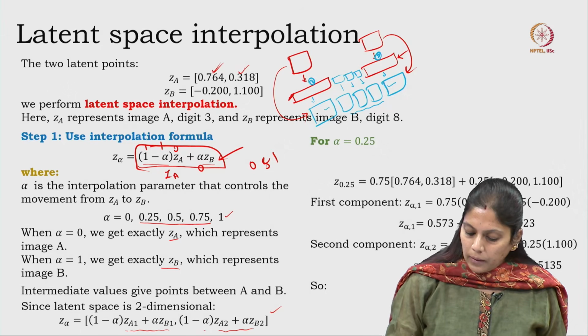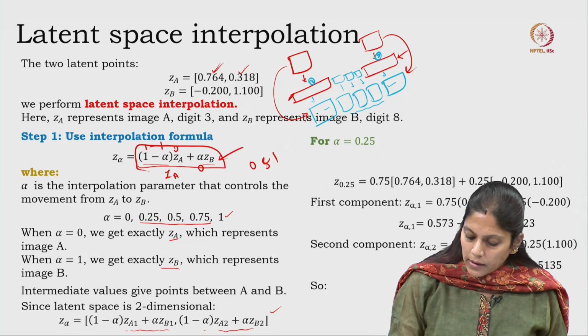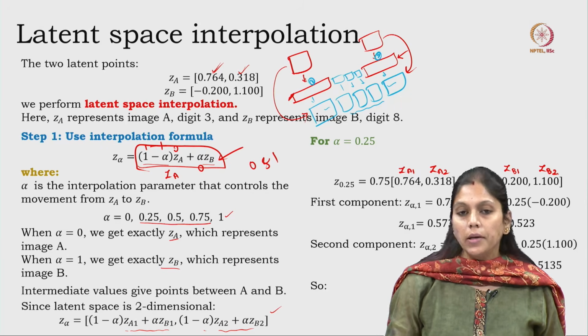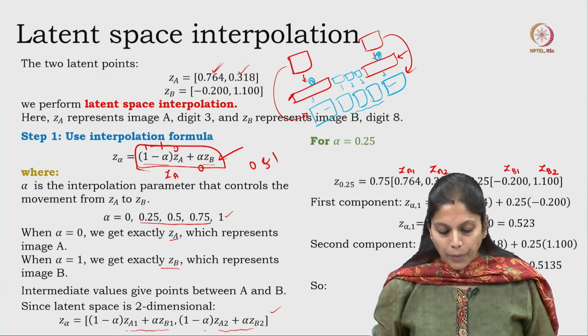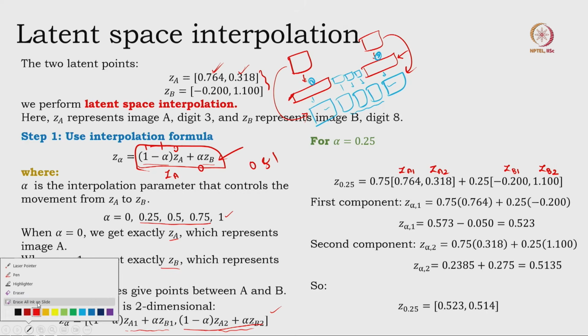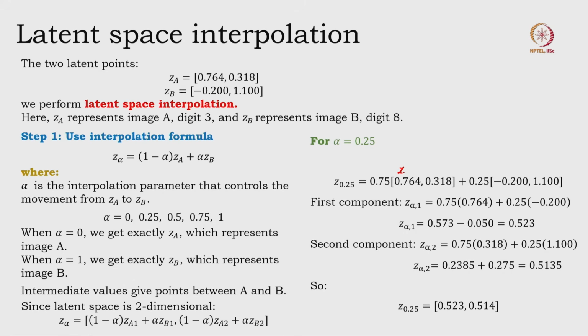This is ZA1, this is ZA2, this is ZB1, and this is ZB2. These are the values, and we got them as shown. Now perform a simple calculation, whatever the formula given here says. Let me erase this so it is clear to you. So the formula here has ZA1, ZA2, ZB1, and ZB2.